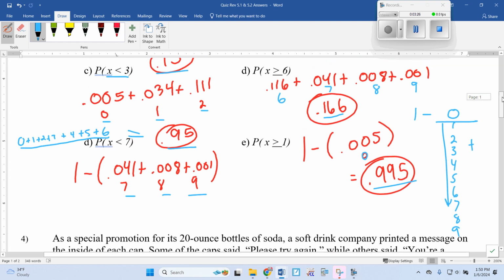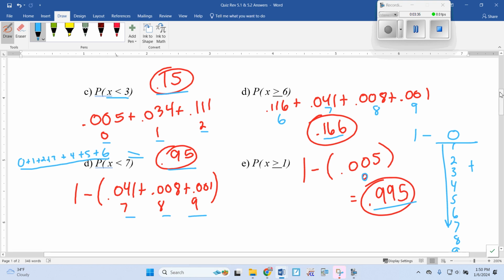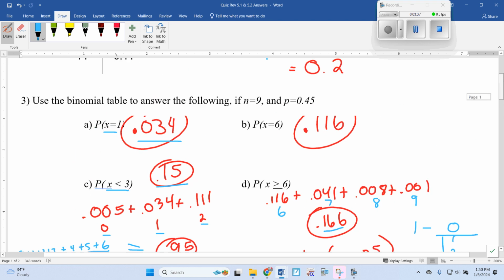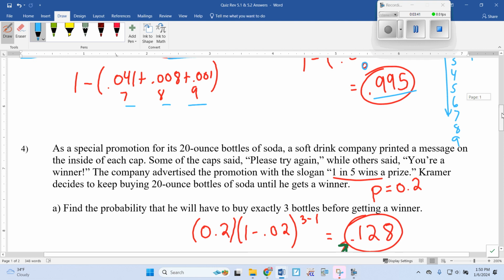Now, for the rest of these problems, one of the first things you're going to have to decide is, is this a binomial or is this a geometric? And that's going to kind of tell you what to do. If it's binomial, we're using our table. If it's geometric, we're using our formula.